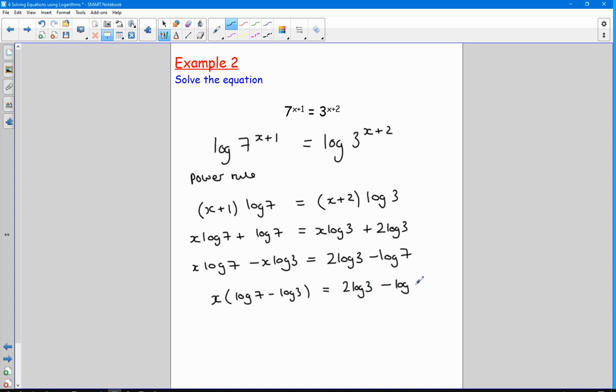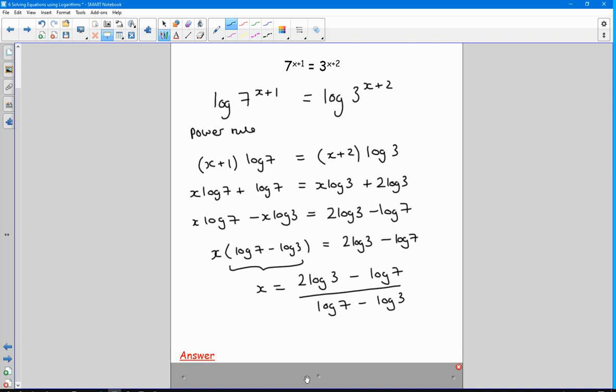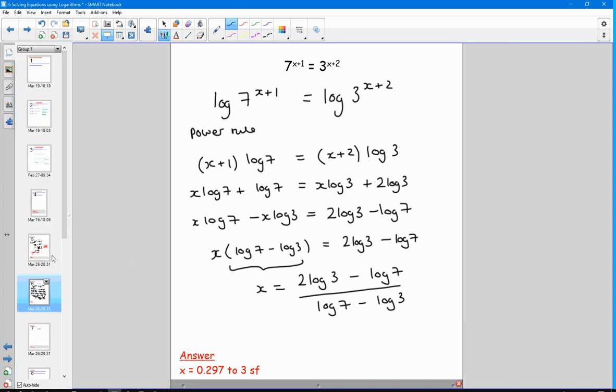I can factorise this side, so we get x times log 7 take log 3 is equal to 2 log 3 take log 7, and then I can divide through by this term to give me x is 2 log 3 take log 7, all divided by log 7 take log 3. And if you put that all into your calculator, then you get x is 0.297 to 3 significant figures. And again, you could check that back in the original equation.